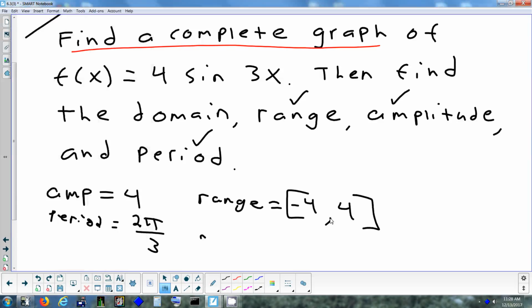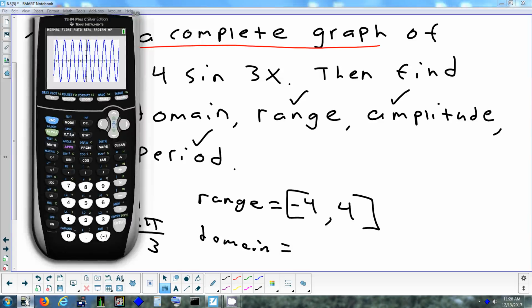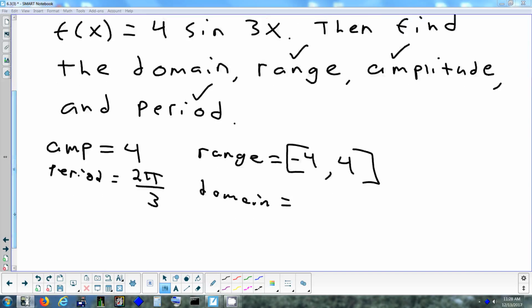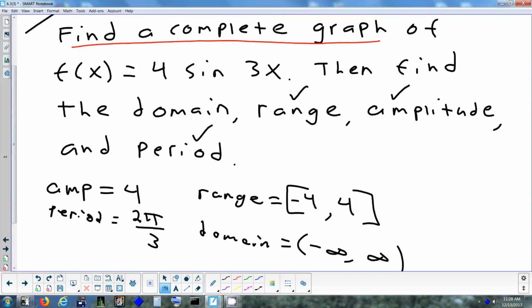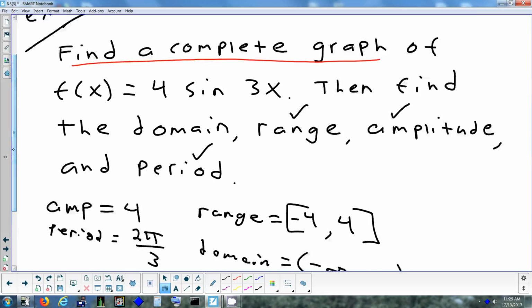And lastly, domain. So domain, that's left and right. How far does this graph go left and right? Infinity, right? It doesn't stop. In fact, all sine and cosine functions go left and right forever. Can we reach infinity though? No, so that's why I put a parenthesis. So there's your domain, range, period, amplitude. Again, I think at least some of it you could figure out without a picture. Sometimes range you might need a picture, but it's up to you.